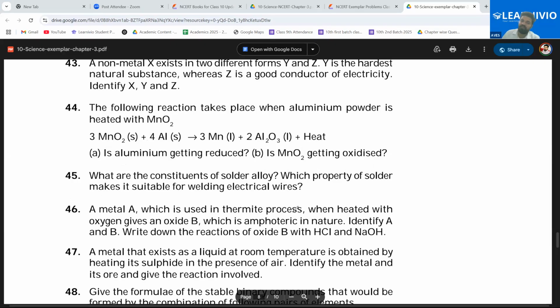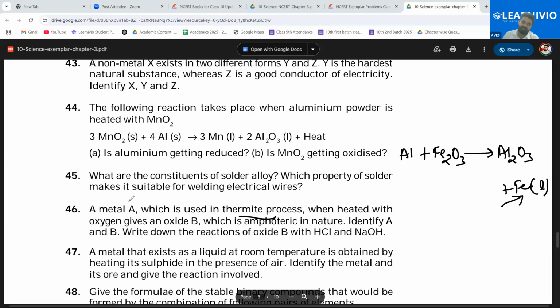A metal A which is used in thermite reaction. We don't know what is thermite reaction, let it be. A, when heated with oxygen, gives an oxide B. But you should know what is thermite reaction. Reaction of iron oxide with aluminium gives you Al2O3 plus Fe. This reaction is so exothermic that the heat liberated is so large that the iron obtained is in liquid state. This is called thermite reaction.